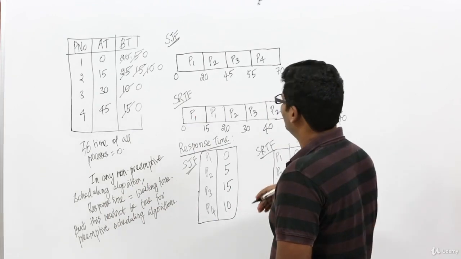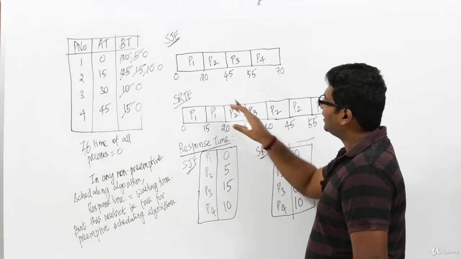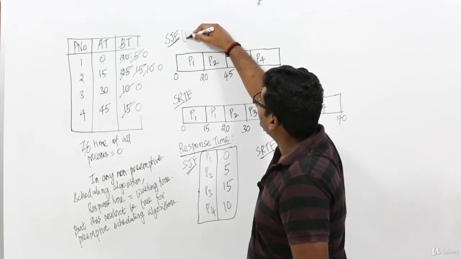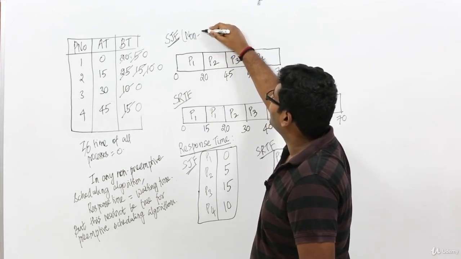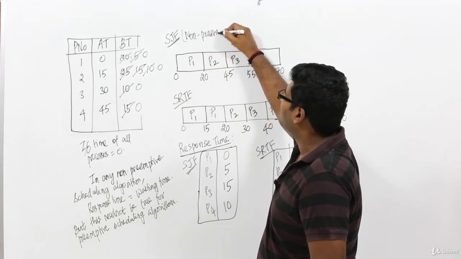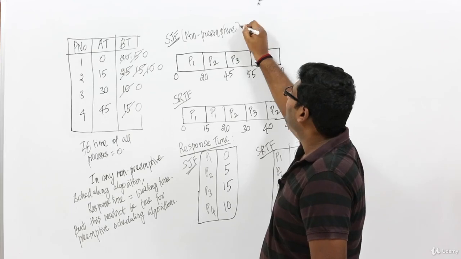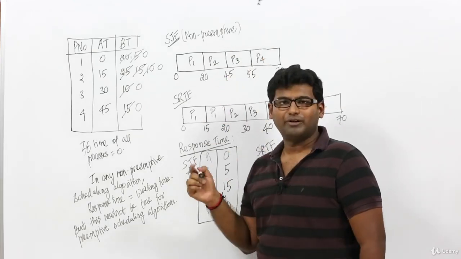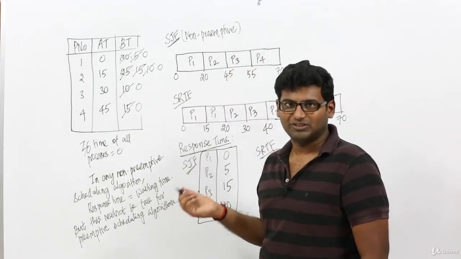That's the reason I have discussed both SJF and SRTF. SJF is a non-preemptive scheduling algorithm. We have a lot of non-preemptive scheduling algorithms, and we will see them one by one. We have some others as well, for example, first come, first served.